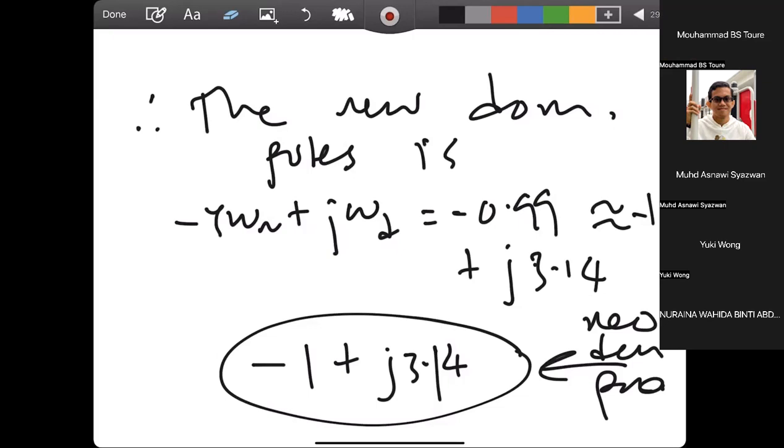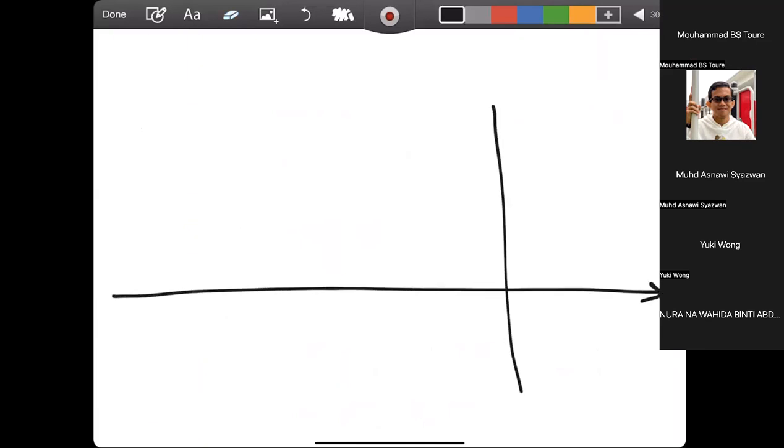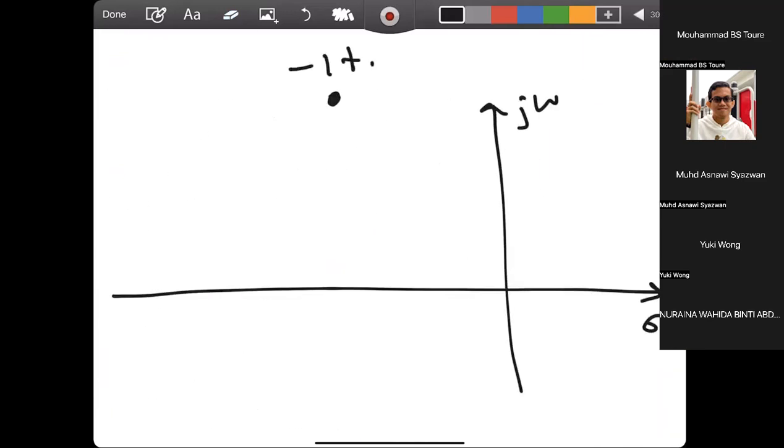What is the next step? With the dominant poles, plot the dominant pole. The question asks us to design a PD controller. So what is the next step?